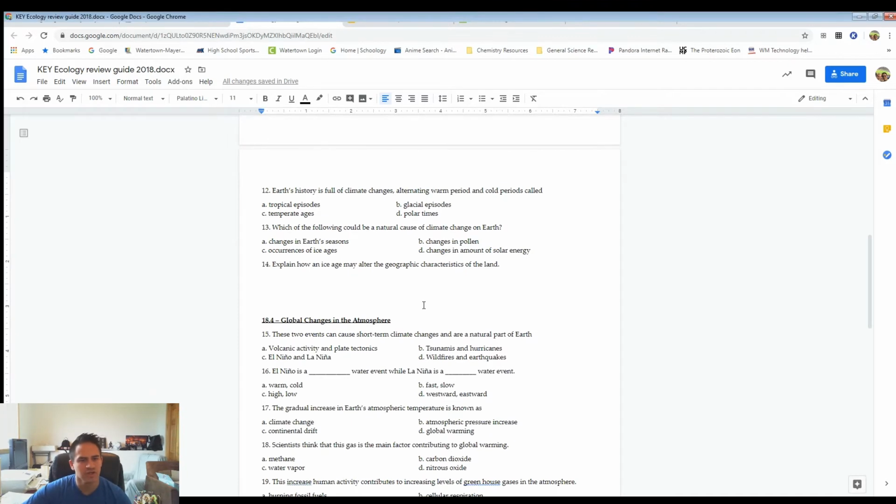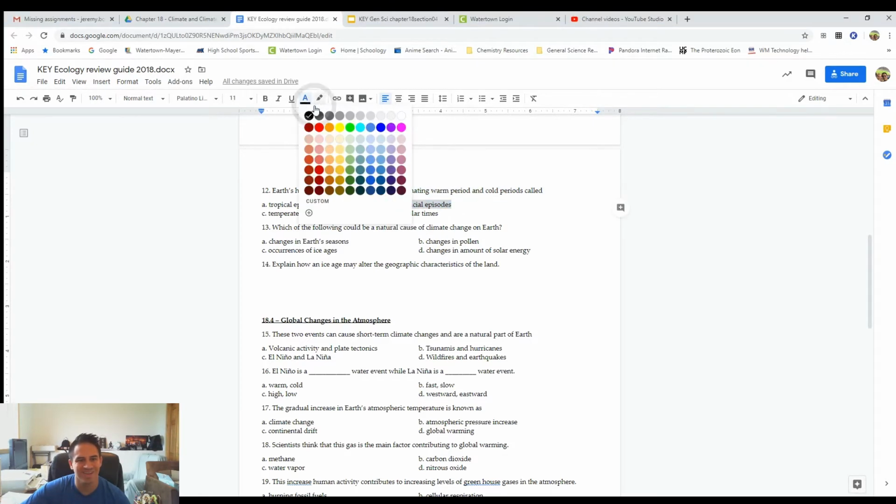Number 12. Earth's history is full of climate changes, alternating warm periods and cold periods called. So the cold periods are what we call glacial episodes or ice ages. Okay, that's what we're looking for here.